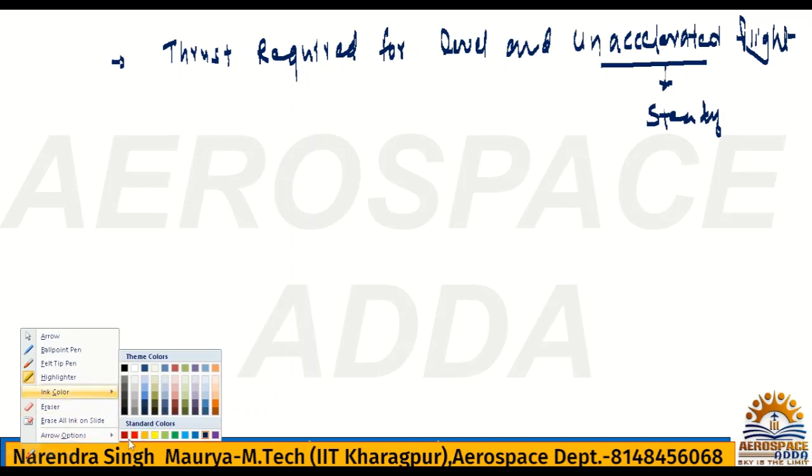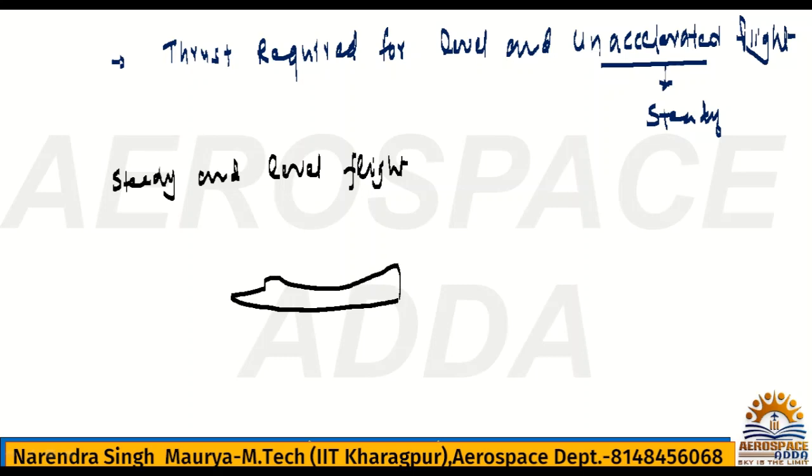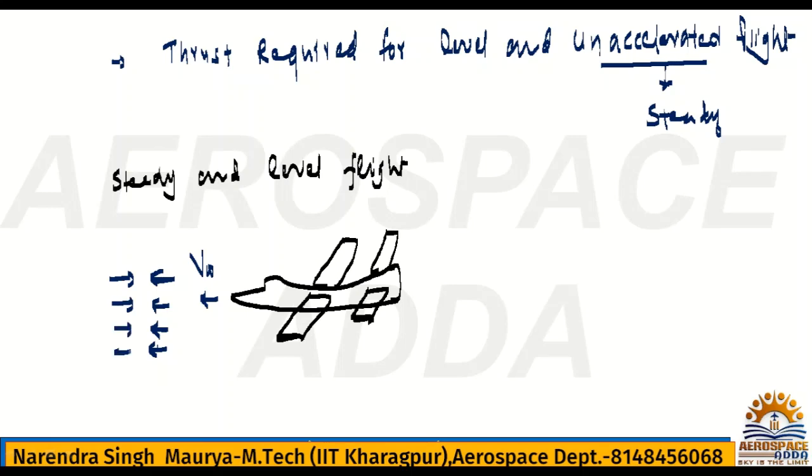In this analysis, we can check what is steady and level flight. First, what is steady and level flight? Suppose this is the aircraft. Because it is level flight, the aircraft is moving in this way with velocity v infinity, so definitely the air will be coming like this. Yes or no?